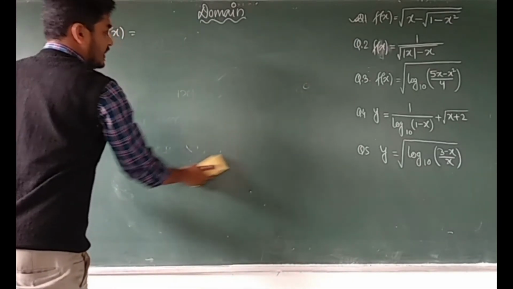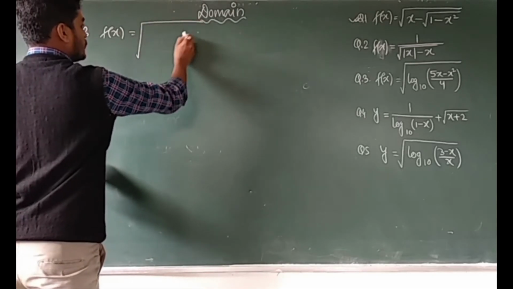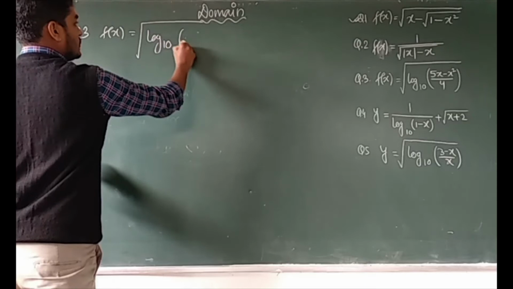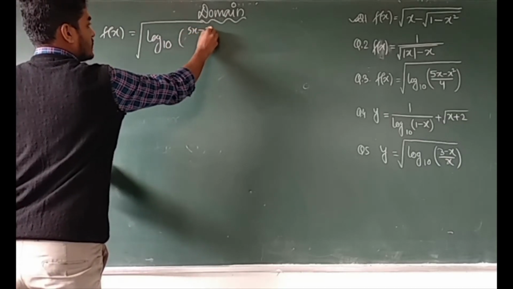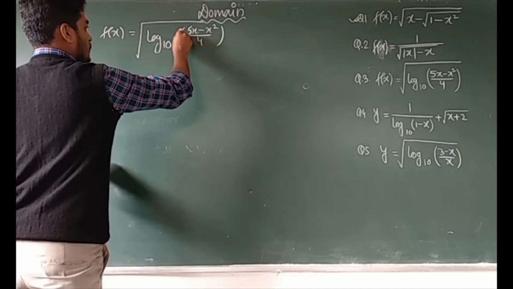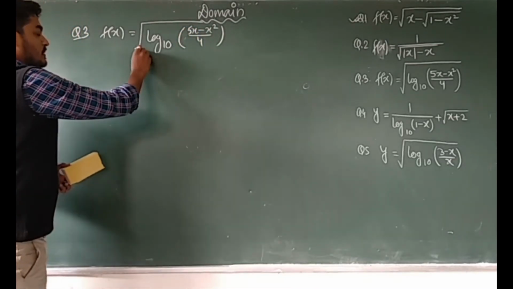Simple procedures are there. What is question number 3? The function is under the square root, and it is a logarithmic function: log base 10 of 5x minus x squared by 4. This is a logarithmic function, okay? So how can we identify the domain of this function?